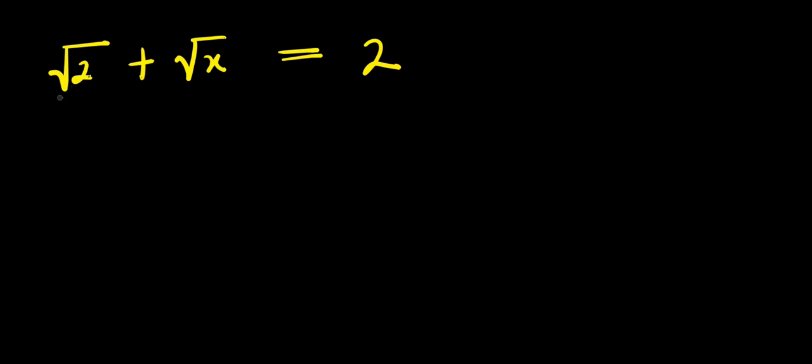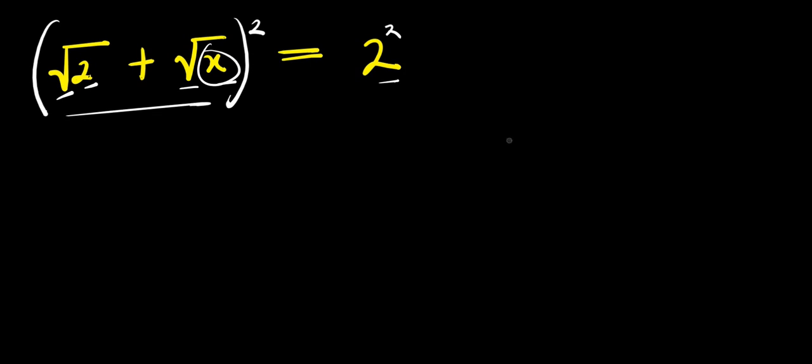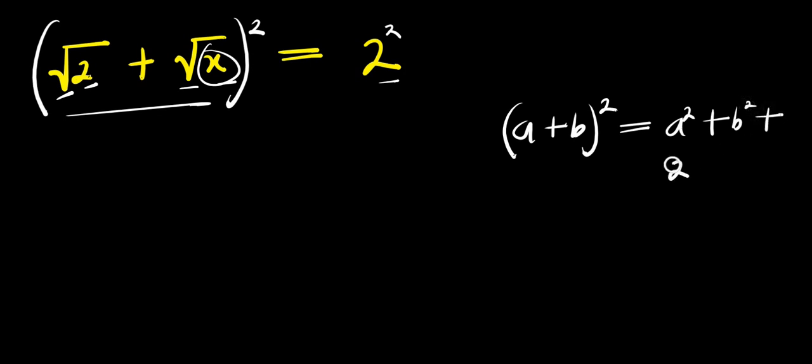Hello, how to solve square root of 2 plus square root of x equals 2, solving for the value of x. To satisfy this equation, we start by taking the squares. Now to expand this, you have (a plus b) power 2 equals a power 2 plus b power 2 plus 2 times ab.